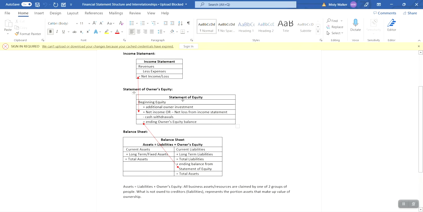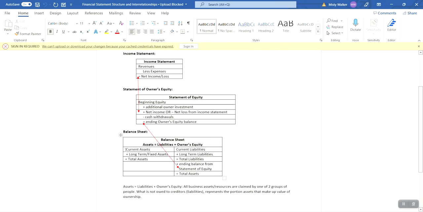Our statement of owner's equity is going to start with the beginning equity, which, if you recall, this is the company's first month in business, so they will not have a beginning equity balance, plus additional owner investment, plus net income, minus owner withdrawals to give us our ending owner's equity balance. And that ending owner's equity balance is going to transfer to the equity section or the right side of the balance sheet. And our balance sheet, of course, showing us total assets.